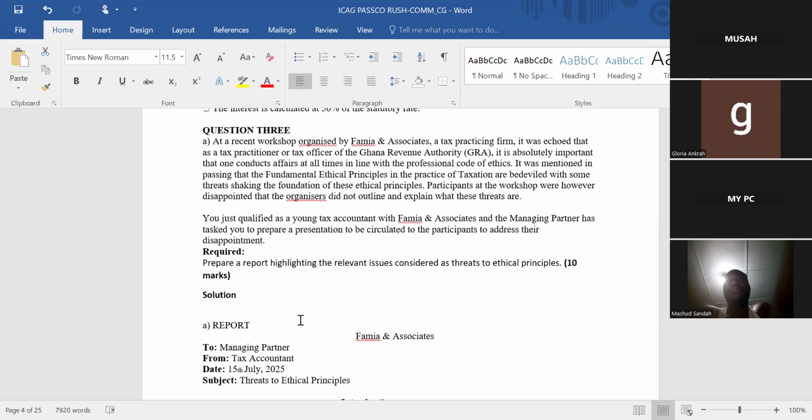What are the ethical principles? Maybe this time they will not bring threats. They'll bring the ethical principles, and then you say, what are these ones? Who can tell us what the ethical principles are for professional accountants in Ghana? Hello, ethical principles. Gloria, give me one.